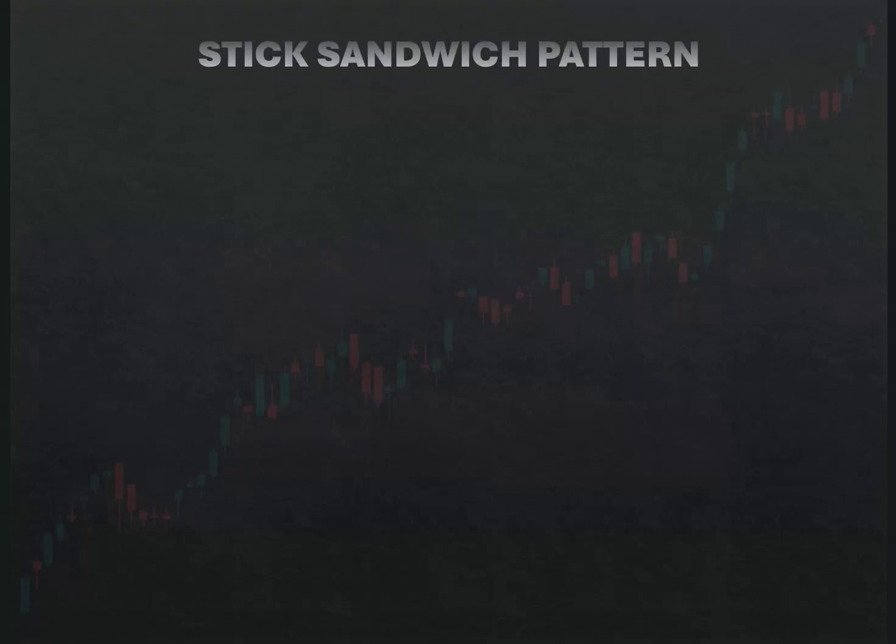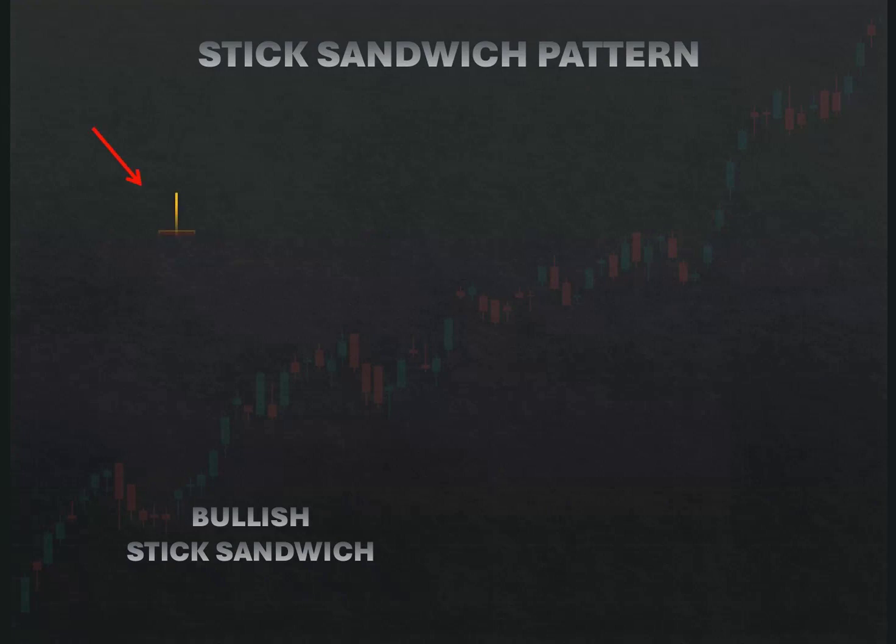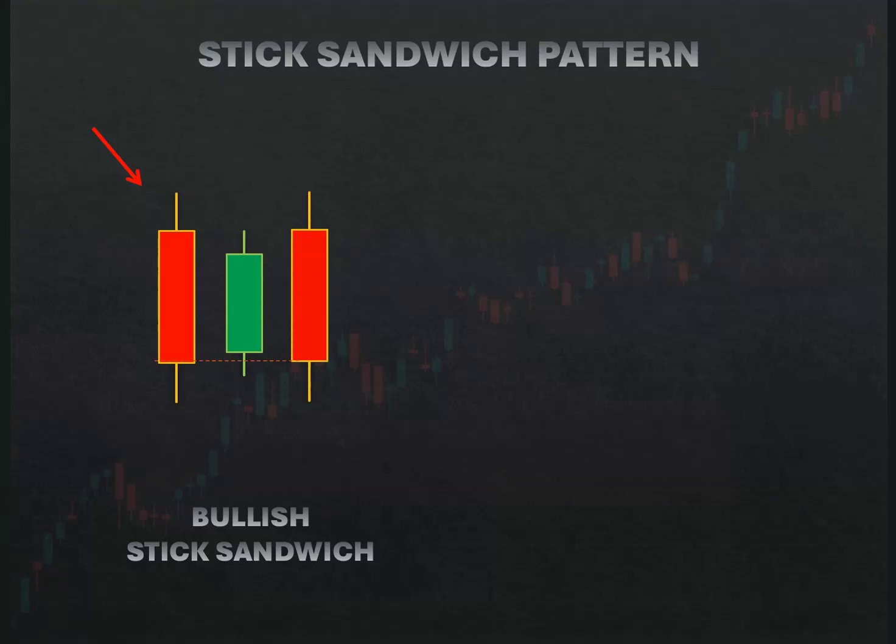Stick sandwich pattern. It's a reversal pattern. The bullish stick sandwich forms during a downtrend. Here the first candle is red with a short lower shadow that represents a new low in the downtrend. Then the middle candle is a bullish green candle. The third candle needs to engulf the middle one, and also close near the closing of the first candle.